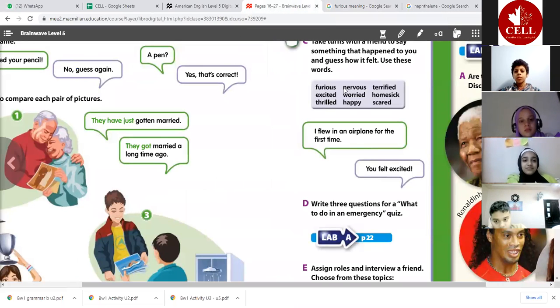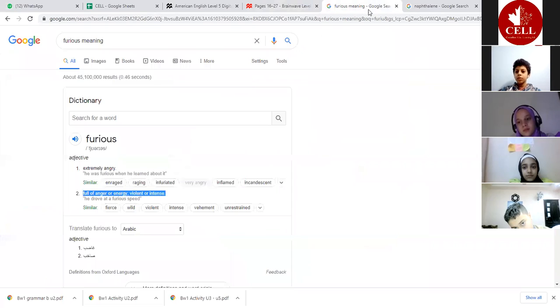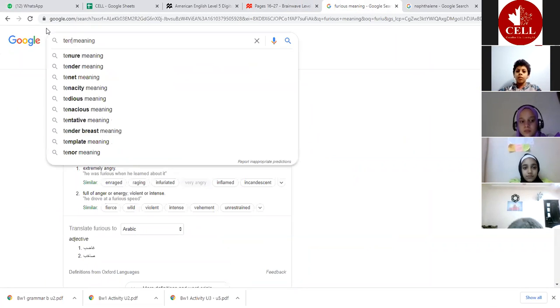Okay, next word. Nervous. Everyone knows the meaning of nervous? Yes, I know it. Terrified. Everyone knows the meaning or definition of terrified? No, I don't know it. You don't know it. Let's see the meaning of terrified.